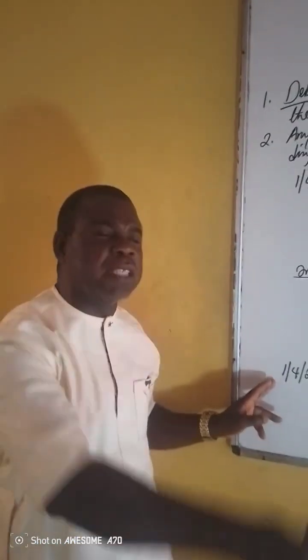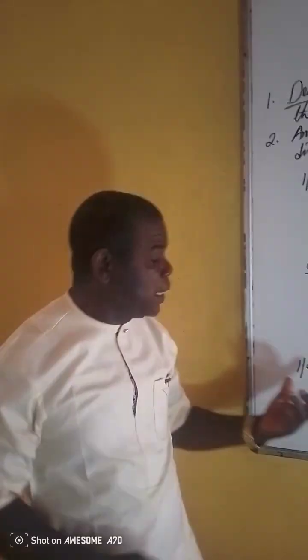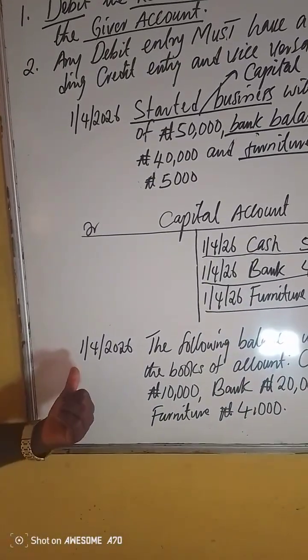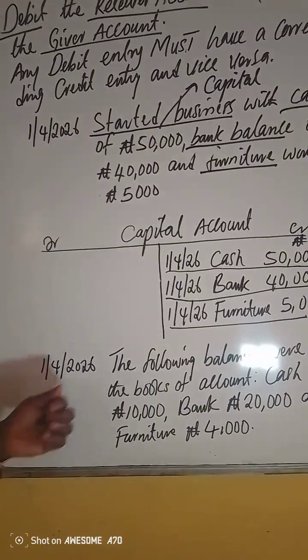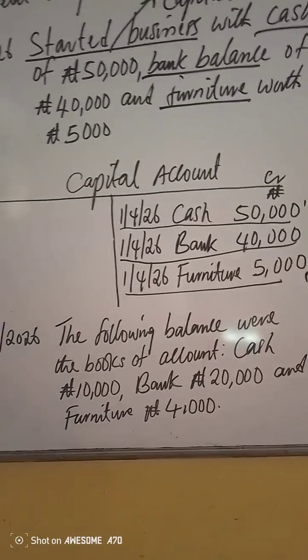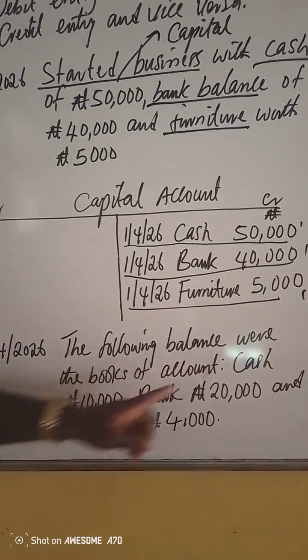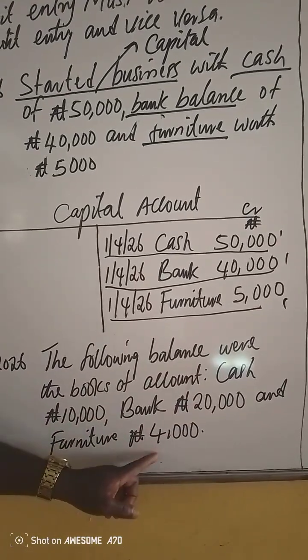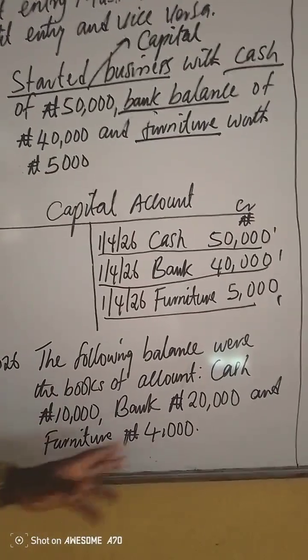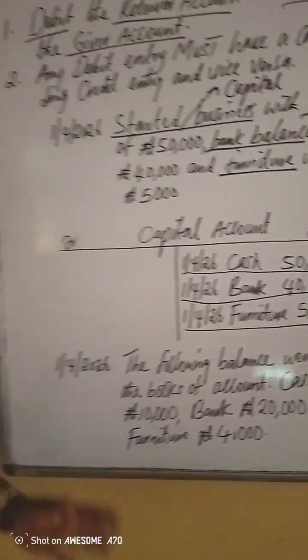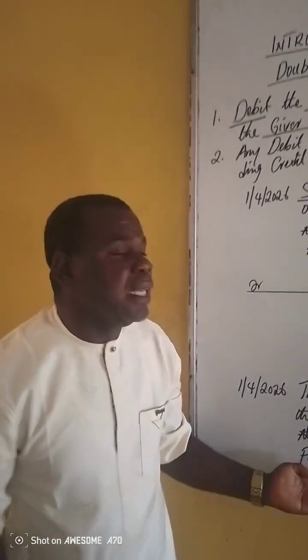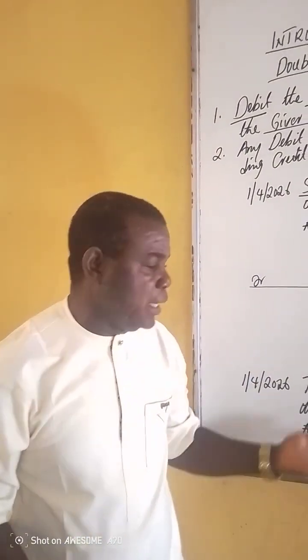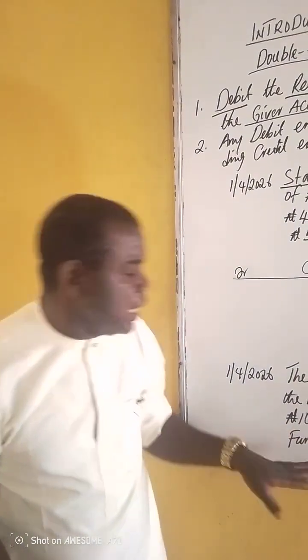Going concern, because the business closes in March, which means it will begin in April. That means as the business begins in April, the balances that were brought forward from March to April were cash 10,000, bank balance 20,000, and furniture valued at 4,000. In this case, you cannot call these balances capital in the real sense of it. All we know is that they are referred to as balances brought forward, and the business is not starting new.